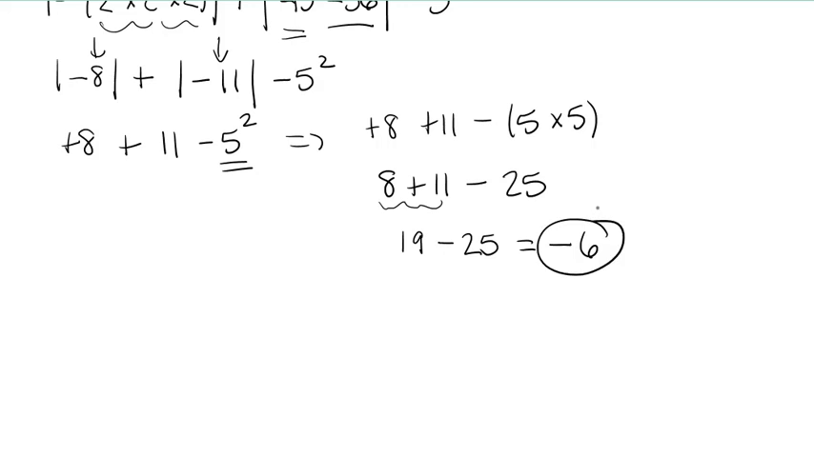And if you need to re-look at this, you can go 25 minus 19. We'll have to borrow: 15 minus 9 is 6. 1 minus 1 is 0. And we take the sign of the larger number, so it's negative. And so let's do one more example.